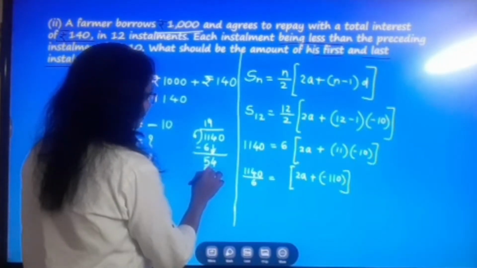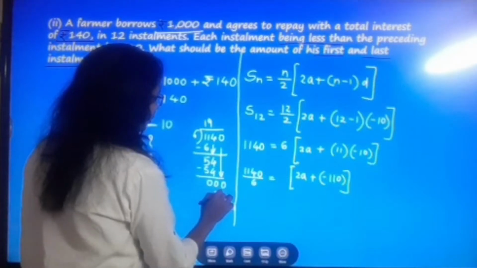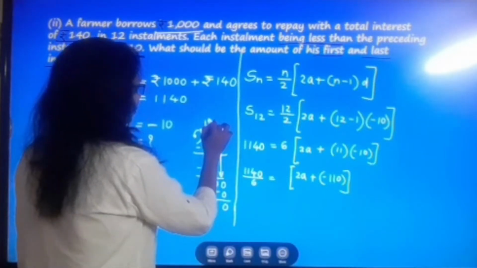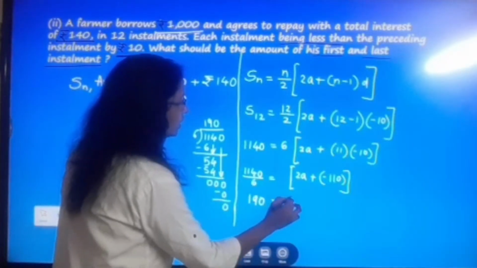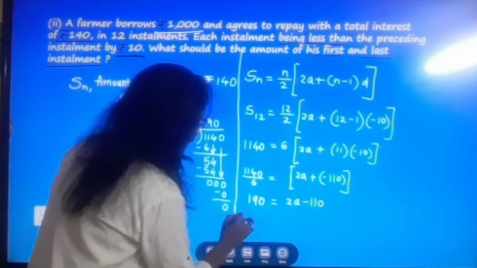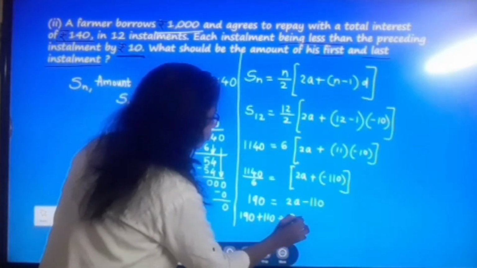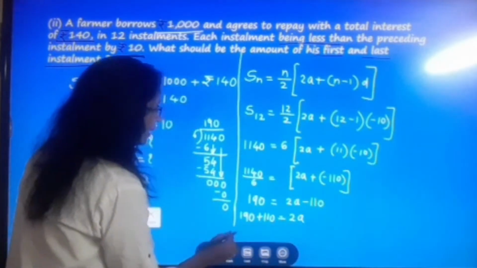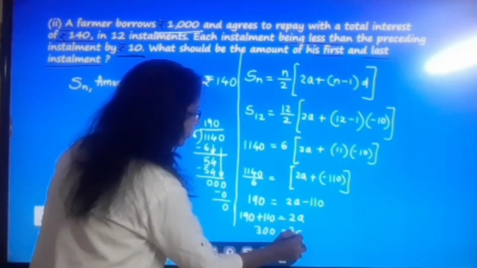Six nines are, okay, and then divided by 0. So here 0. So 190. So here 190 is equal to 2a minus 110. So here 190 plus 110 is equal to 2a. So here students, that is 300 is equal to 2a.